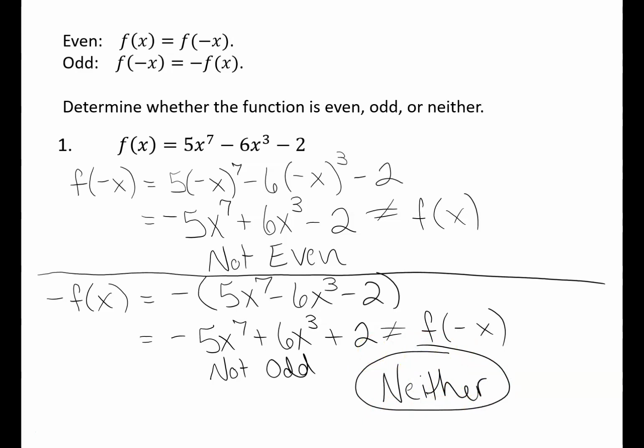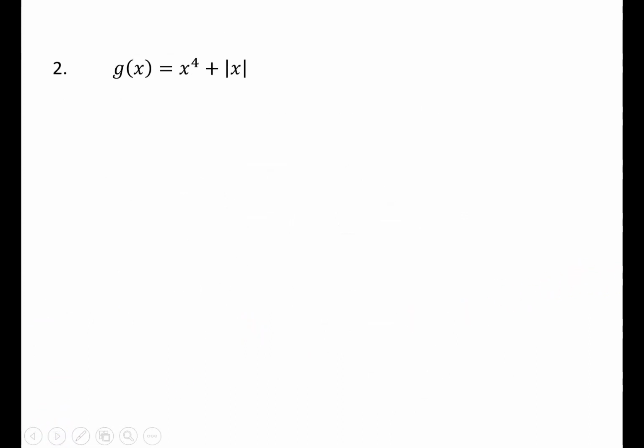Okay, so that's how these problems work. We're going to practice several here. This time we're calling it g of x, but it works just the same way. The first step is to find g of negative x. So we're substituting negative x for the first x. Put parentheses around it when you substitute, when you have an exponent. Then you've got your plus, absolute value bars, and then the negative x goes inside.